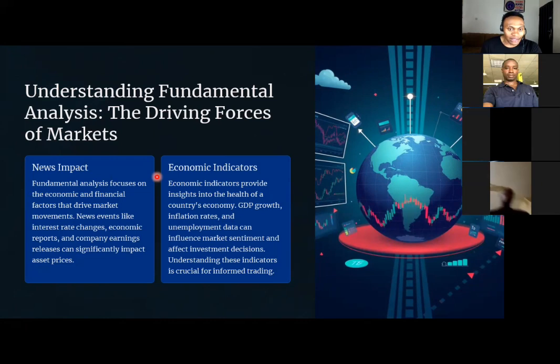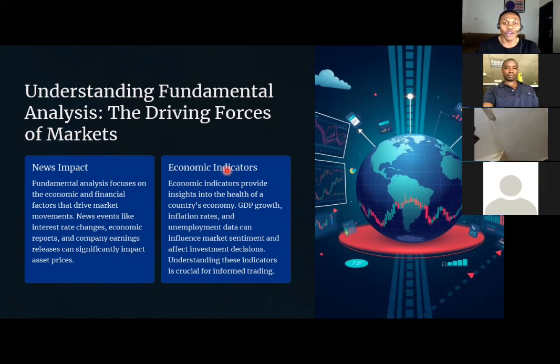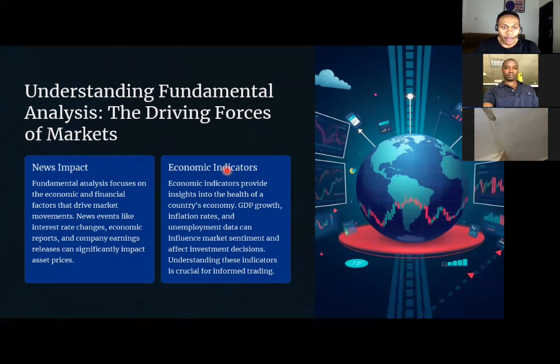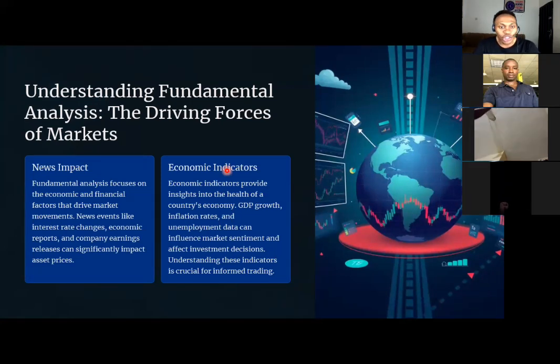That's for news impact. Then economic indicators provide insights into the health of a country's economy. On a daily basis, there are economic indicators that show you the health of a country's currency, like the dollar, euro, pound, JPY, NZD, AUD, CHF. There are indicators that will show you the strength of every single currency at every single time. You need to be aware of it. It's very important. Some indicators are like GDP growth and inflation rates.